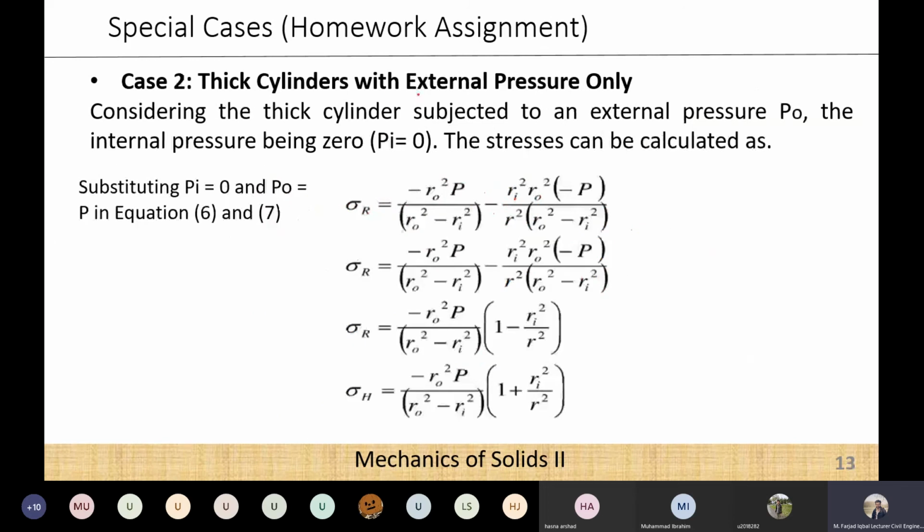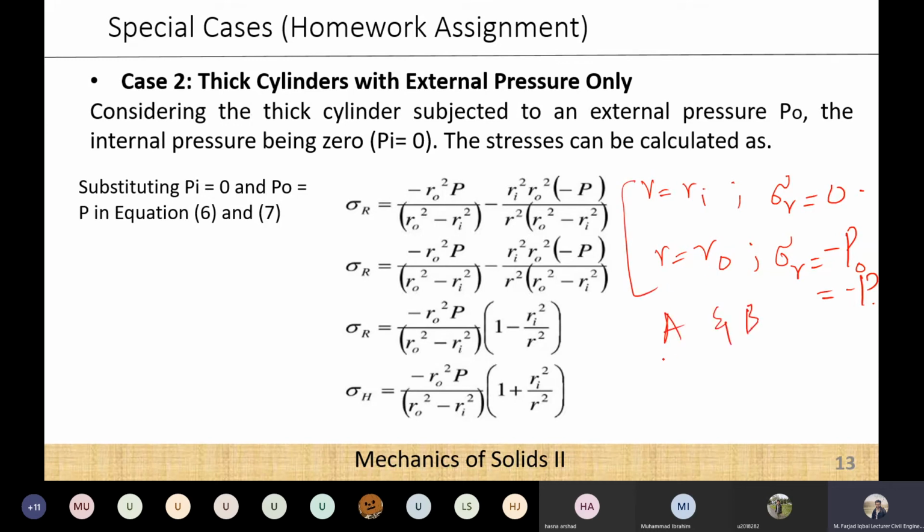And similarly, there is another case with external pressure only. In this case, if I write the boundary conditions: at r equals Ri, sigma r is equal to 0, and at r equals R naught, sigma r is equal to minus P naught, or you can call it minus P alone. Again, by applying these two boundary conditions, you will figure out the values of A and B and substitute these values in equations 3 and 4. You will get these types of relationships for the calculation of radial and hoop stresses.